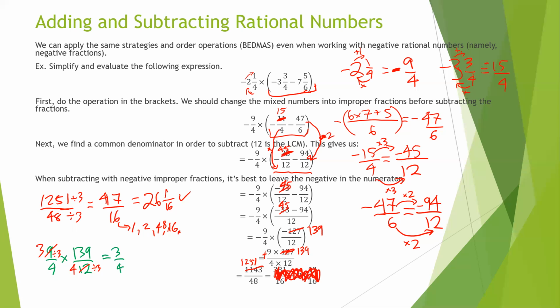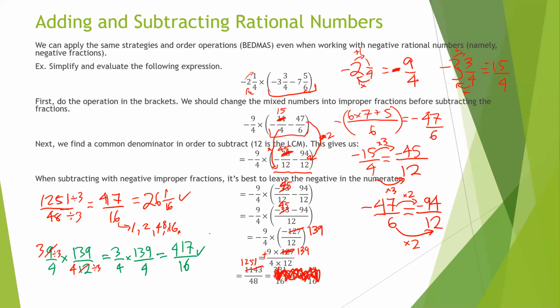I have 3 over 4 times 139 over 4. And when I multiply across, I have 3 times 139. And let's do the math. 3 times 139 gives us 417. And then 417 is divided by 4 times 4, which is 16. And so this reduces to something a little bit nicer.